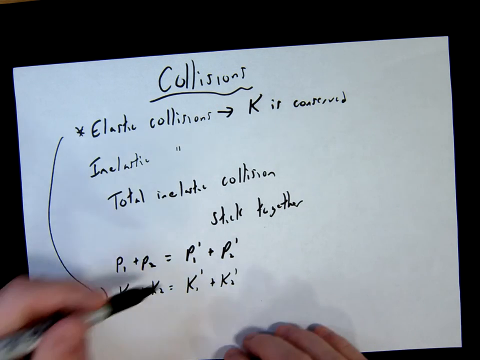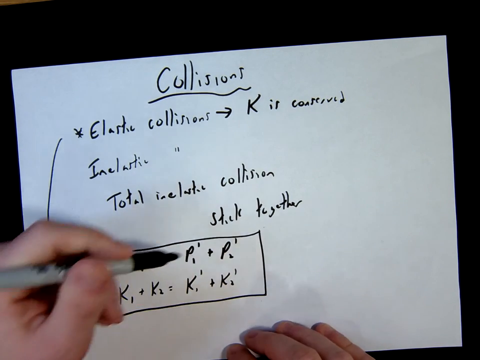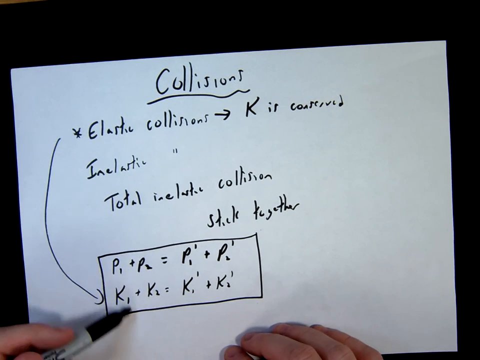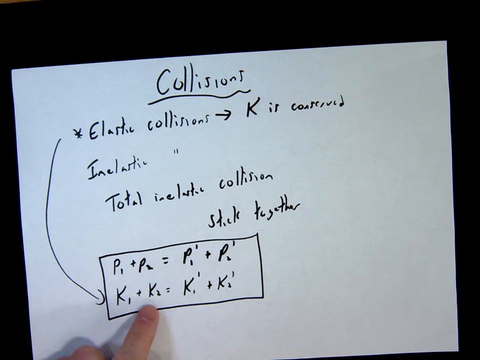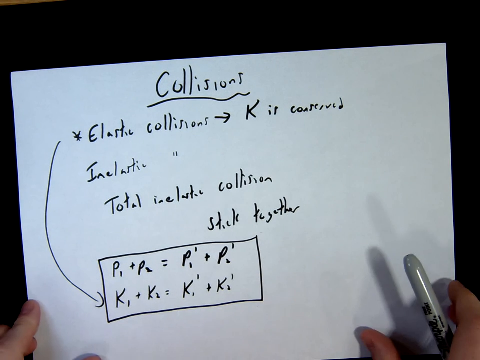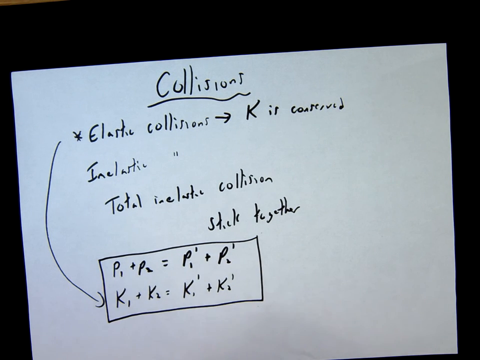We'll deal with these more in class in terms of how to solve these. They can take some time, but just recognize here that K1 plus K2 is equal to K1 prime plus K2 prime for elastic collisions, just by definition, of these two points.